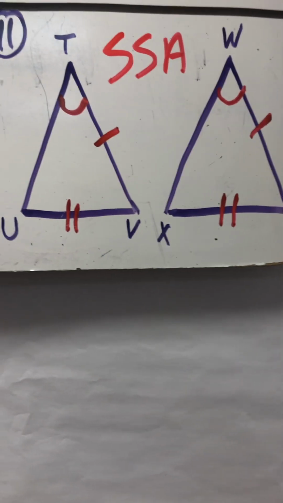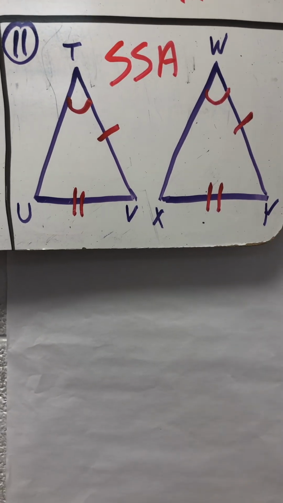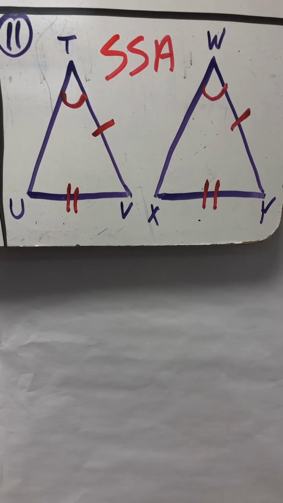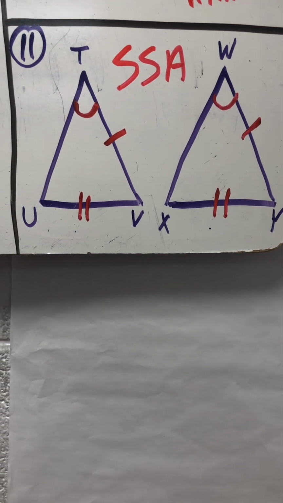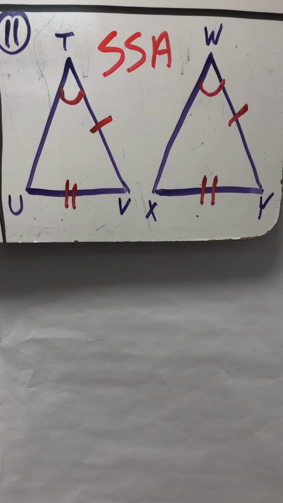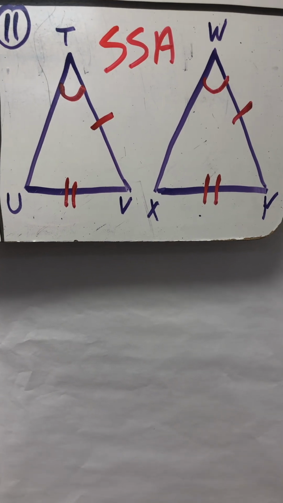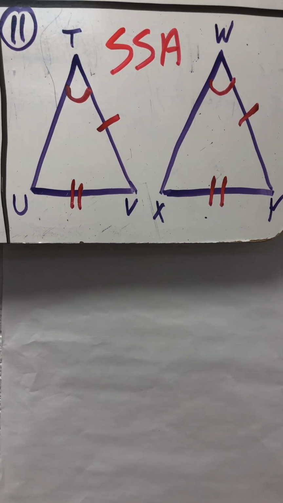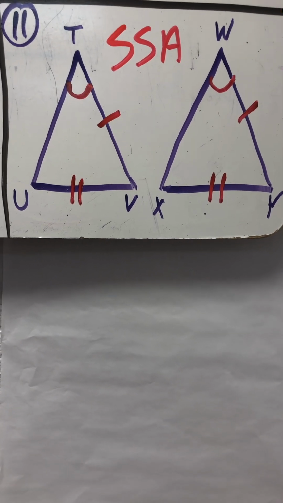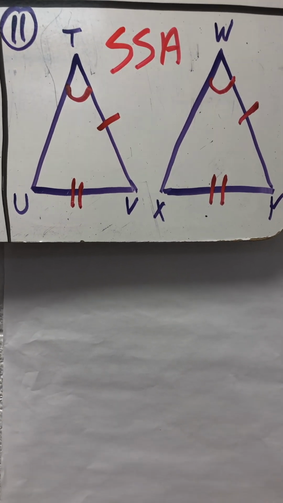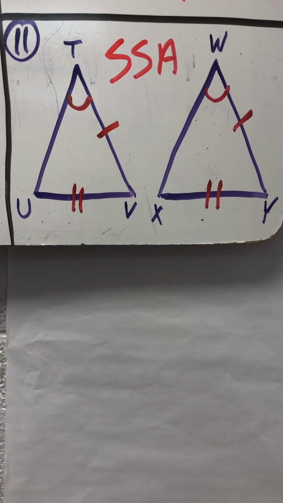Here, you do not have enough information, okay? This is, on Delta Math, called SSA. If you just have side-side-angle, then you do not have enough information in order to prove triangles congruent. So SSA is not a possibility for congruent triangles.